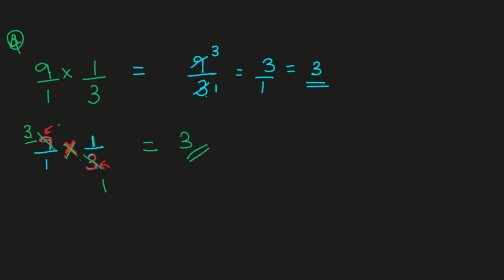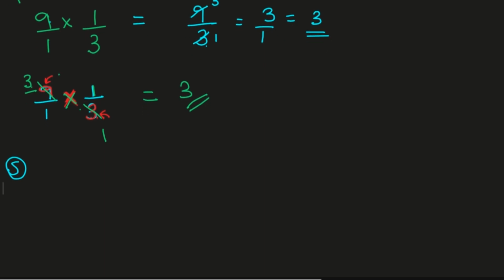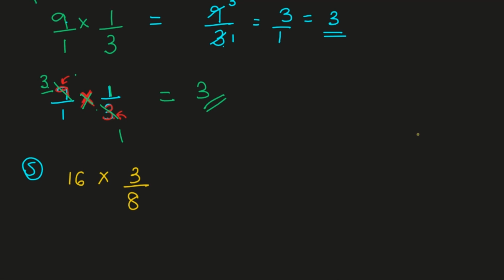You can just simply put the answer like this. Okay, final question in this section. I'm going to multiply a whole number by a fraction. Let's do this one: 16 into 3 upon 8. Here you know that you can simply divide both the numerator and the denominator by 8. You can see it, right?